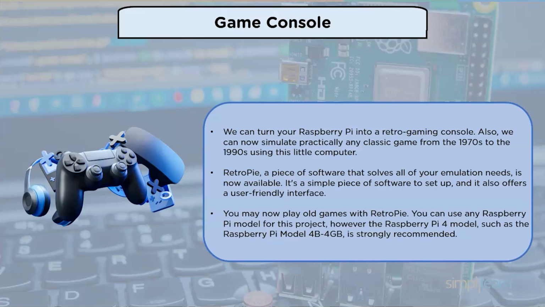You may now play old games with RetroPie. You can use any Raspberry Pi model for this project. However, the Raspberry Pi 4 model, such as the Raspberry Pi model 4B with 4GB, is strongly recommended.